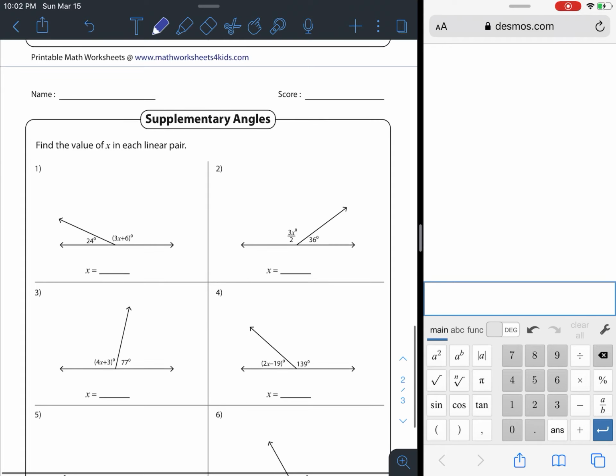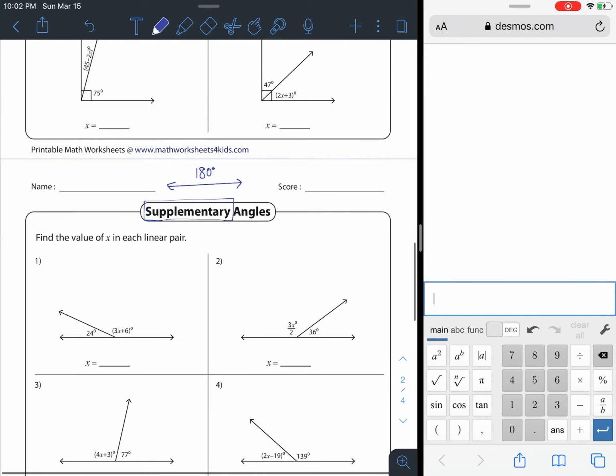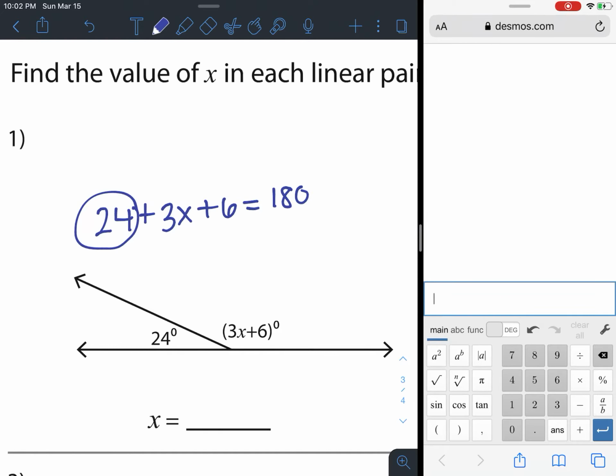One more left. Scroll to the last page. These ones are supplementary angles. That means they form a straight line and they equal 180 degrees. So when we add the angles together, they equal 180. Let's look at number 1. 24 plus 3x plus 6 equals 180. We can combine 24 and 6. That gives us 30 plus 3x equals 180.